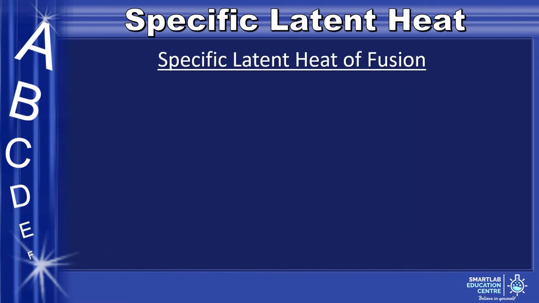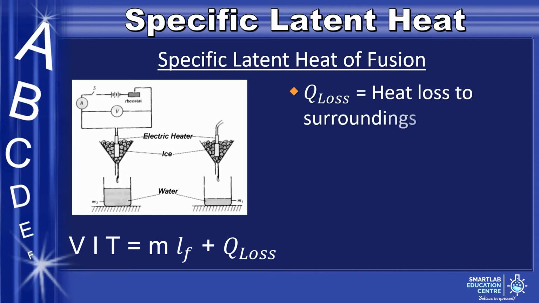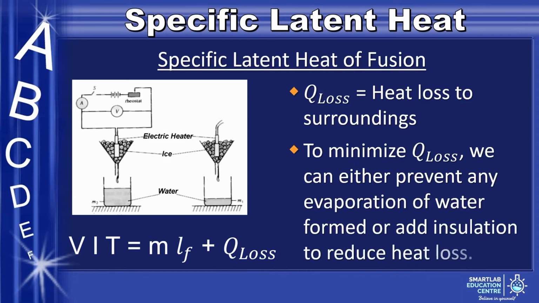A typical experiment that finds the specific latent heat of fusion can be shown here. Here, we can use the following equation. Notice that Q loss can occur, which is the amount of thermal energy lost to the surroundings as the ice melts. To minimize Q loss, we can either prevent any evaporation of water or add insulation to reduce heat loss.